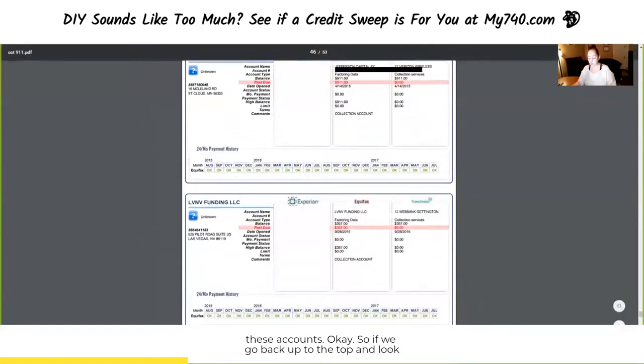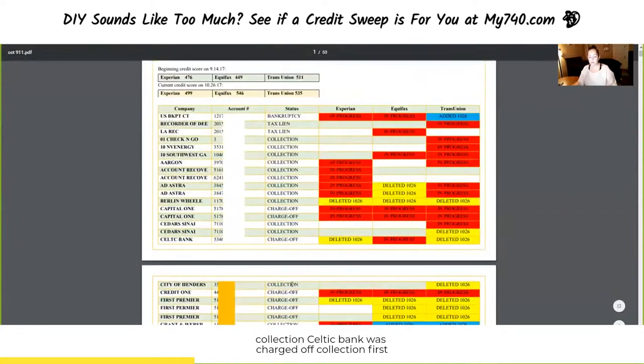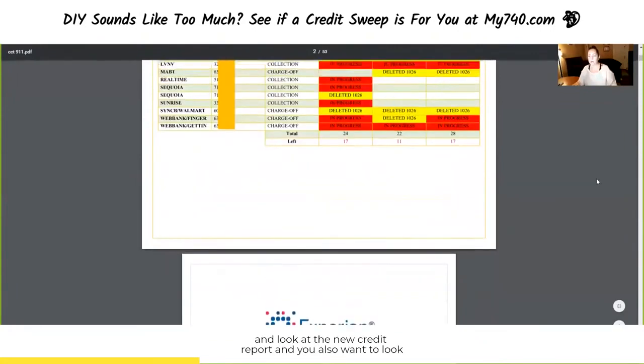Okay, so if we go back up to the top and look at what actually came off, we have Ad Astra taken off of Equifax, Berlin Wheel. Once again, these are collections, as you can see right here, the account types, collection, Celtic Bank was charge off, collection, First Premier charge off, charge off.